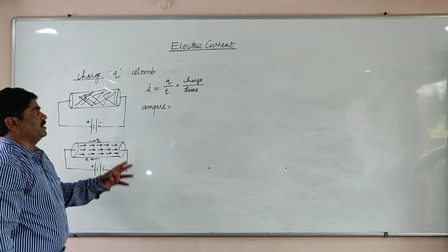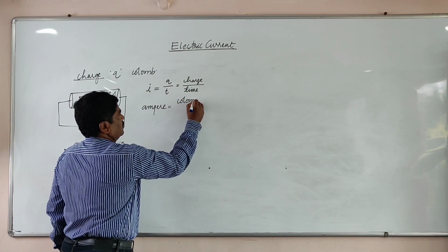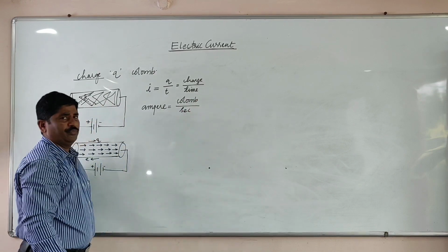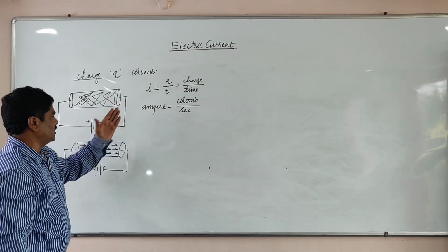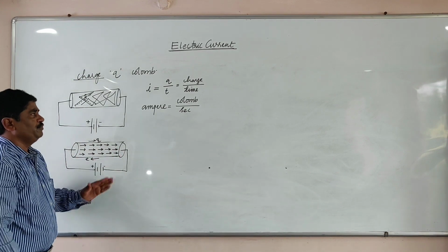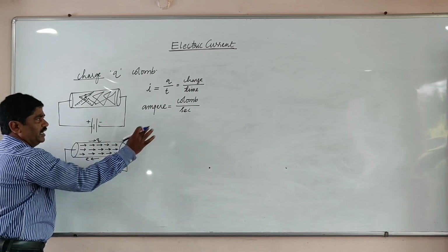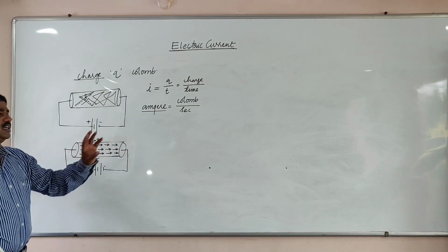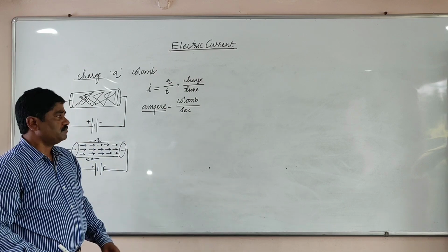So it is purely a scalar quantity, and here charge can be measured in coulomb and time is measured in second. So how can we define 1 ampere? 1 ampere of electric current flows through the cross section of the conductor when 1 coulomb of charge flows from one end to the other end in 1 second. Then you can say 1 ampere of electric current flows. So this is about the electric current.